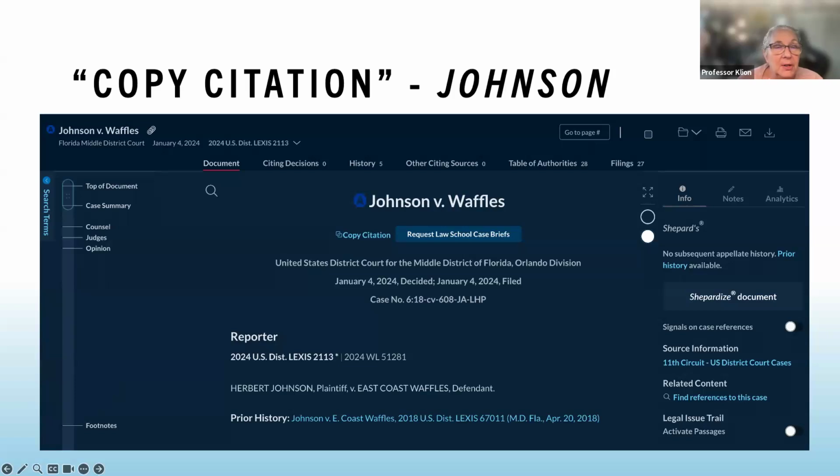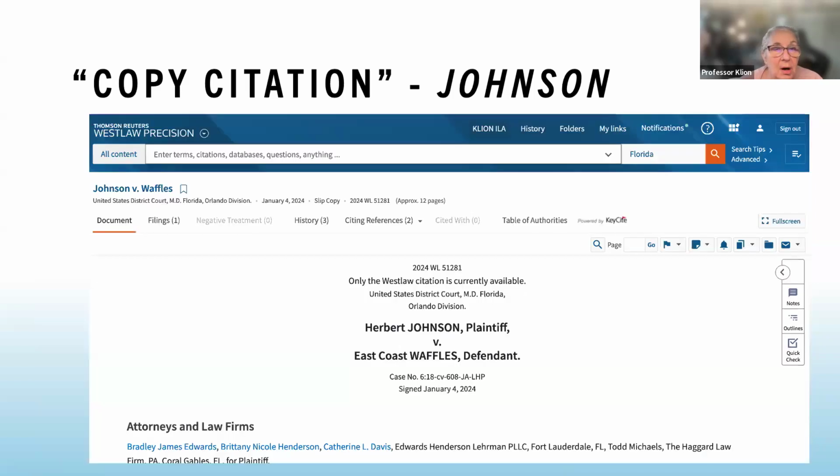So I'm not dumb. I know that most of you use copy citation, whether it be from Westlaw or Lexis, but copy citation has a lot of issues. Let me show you some of them. Here, if you were on Lexis, you would see the Johnson v. East Coast Waffle case. Here it says Johnson v. Waffles, and you would hit copy citation. On Westlaw, you see Johnson versus East Coast Waffles, and you would hit copy citation.